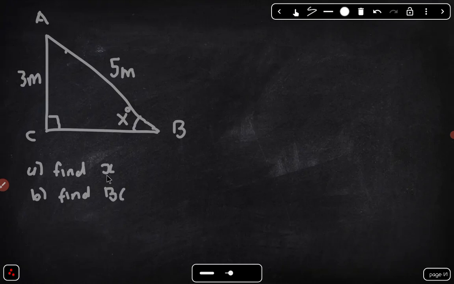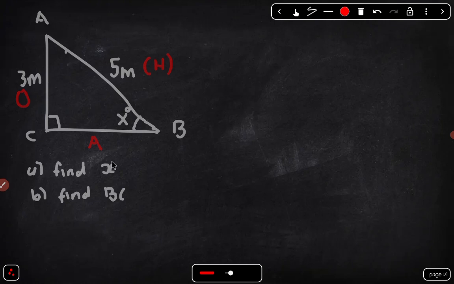So to find x here, we are going to use SOHCAHTOA. First of all, we need to identify which one is our hypotenuse. The hypotenuse never changes, so this side is your hypotenuse. And if your angle is here, this side is your opposite now, and this side is your adjacent. Alright, so this is what you have.